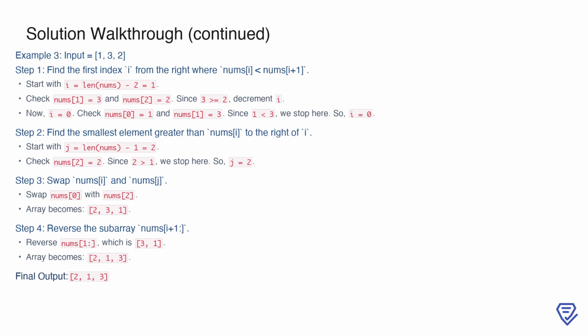Next, we find the smallest number greater than nums[i] to the right of i. Setting j to len(nums) - 1, which is 2, we check nums[2], which is 2. Since 2 is greater than 1, we stop and confirm that j is 2. In step 3, we swap nums[i] and nums[j]. Swapping nums[0] with nums[2] updates the array to 2, 3, 1. Finally, we reverse the subarray starting from i plus 1, which is nums[1]. Reversing 3, 1 results in 1, 3. Updating the array gives us 2, 1, 3. The final output for this example is 2, 1, 3.